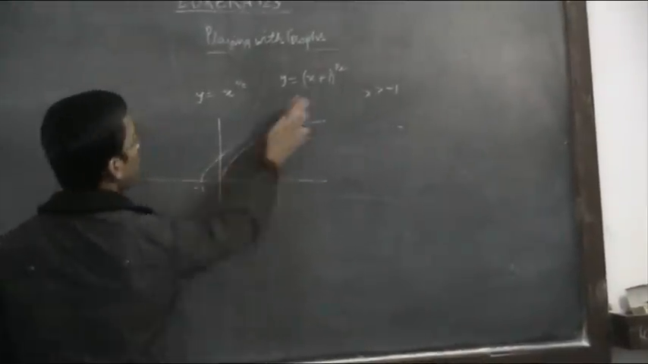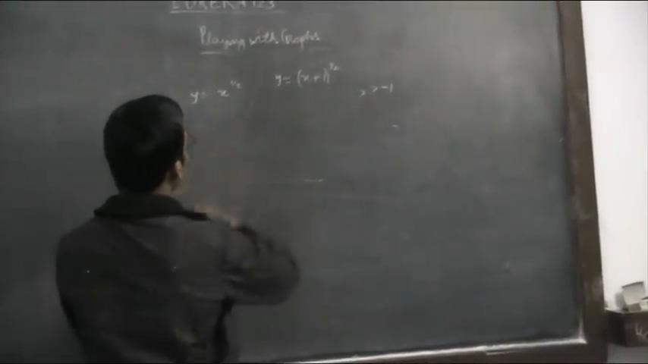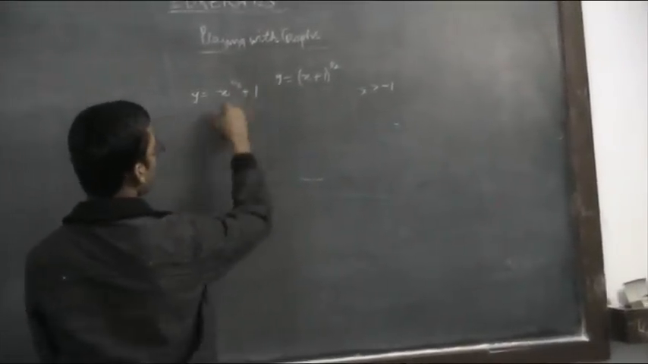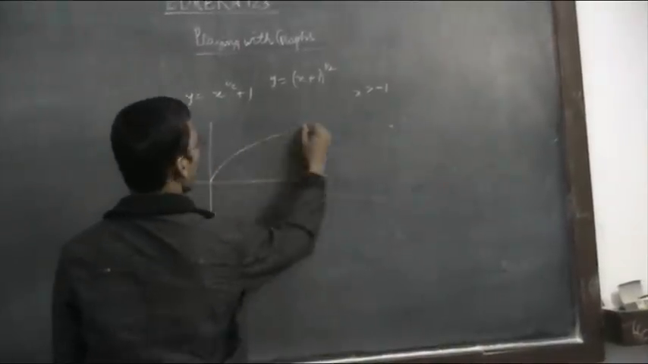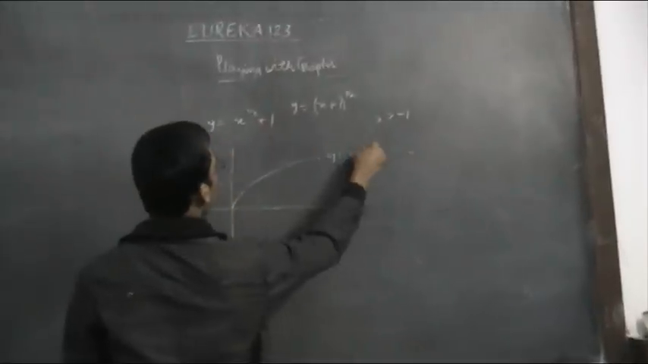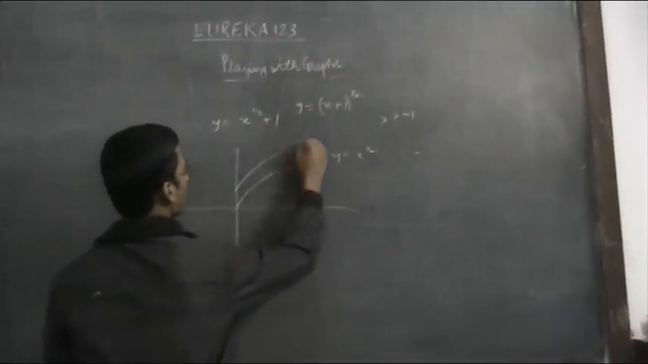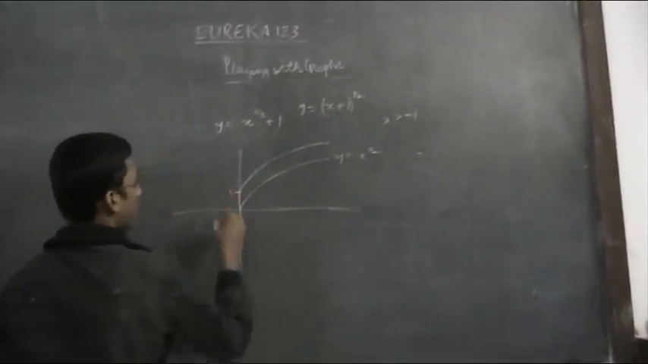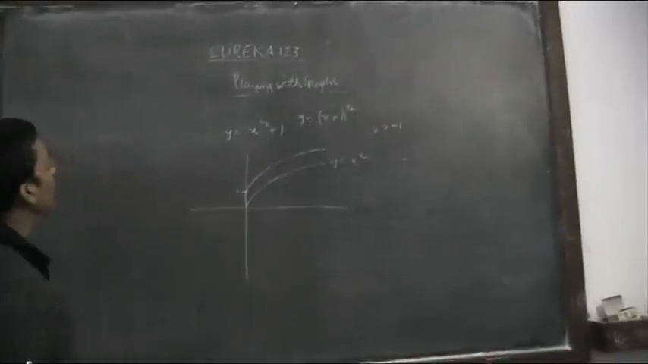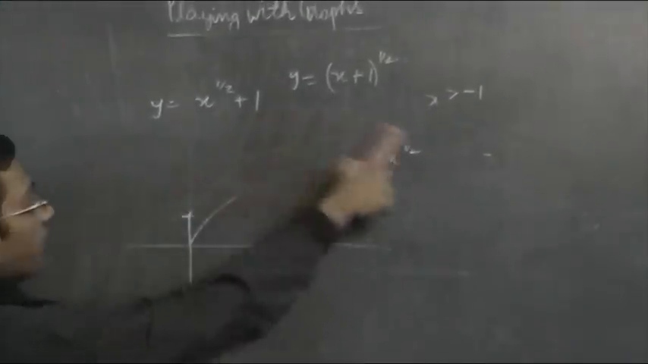If we do y equals x to the power half plus 1, then this is y equals x to the power half. We are adding 1, so it will shift up by 1. So this is again shifting of the graph.